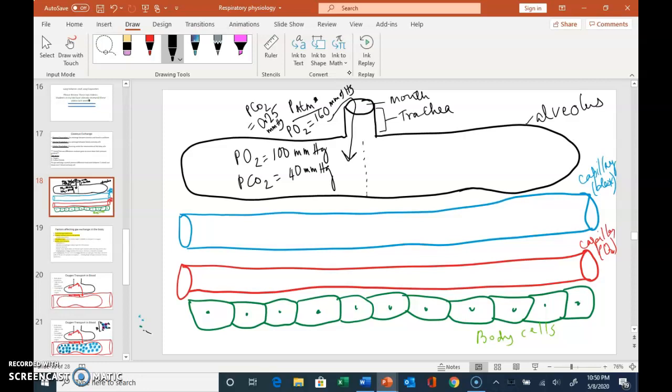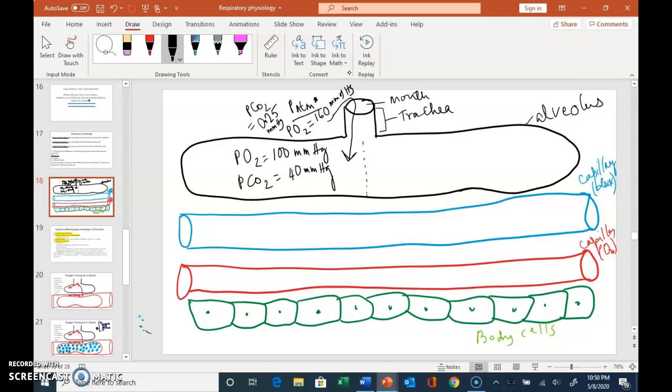So doesn't atmospheric air come inside the alveolus? Yes, it does. Then why is it different? Why do we have partial pressure of oxygen of 160 millimeter of mercury, and then inside the alveolus we have 100 millimeter of mercury? And similarly, partial pressure of carbon dioxide in the atmosphere is 0.25 millimeter of mercury, and in the alveolus it's 40 millimeter of mercury.